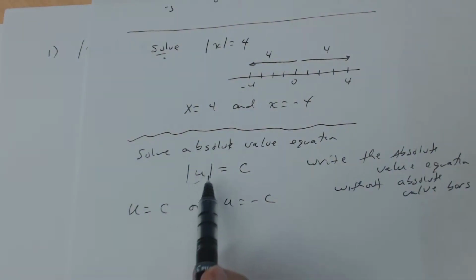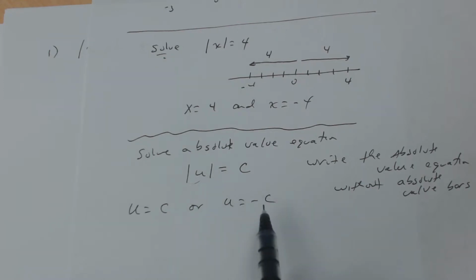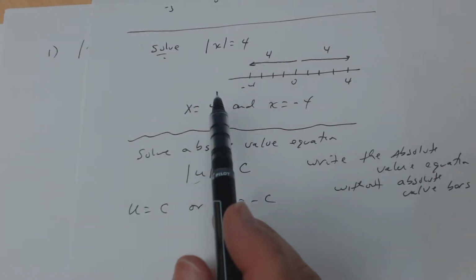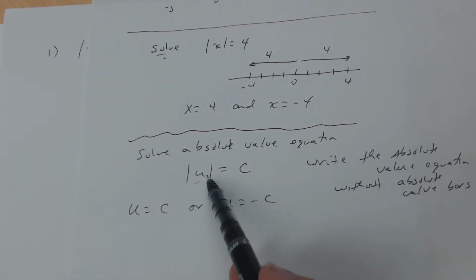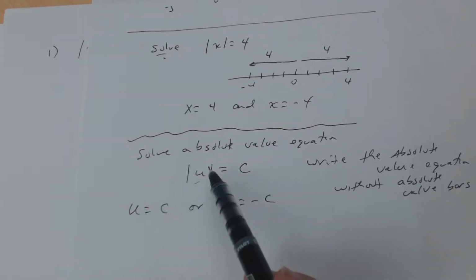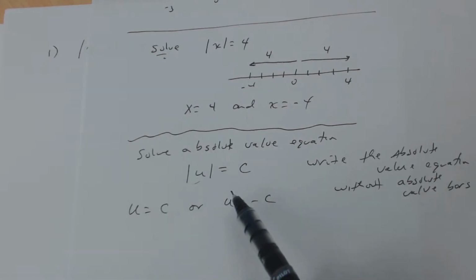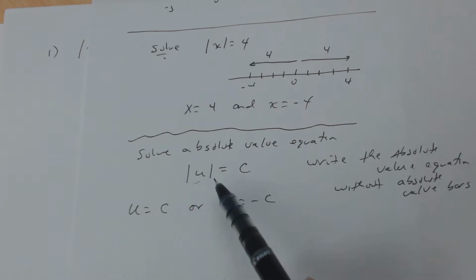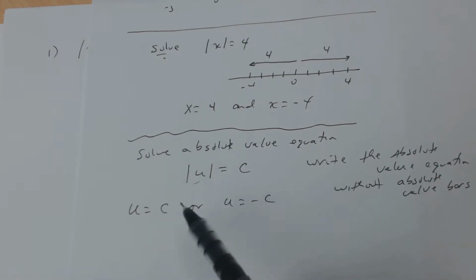according to this property, the absolute value of some expression equals c. I rewrite it without absolute value bars, and notice it will be two equations, c and negative c. Two equations, 4, negative 4. So you rewrite the left side without the absolute value bars. This expression has to be c units from 0, and this expression has to also be c units from 0 as well. So c units to the right, c units to the left.